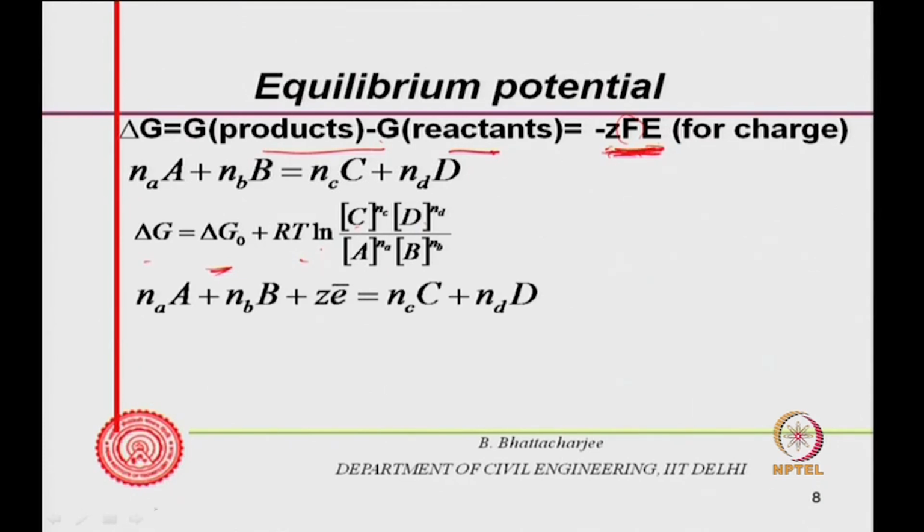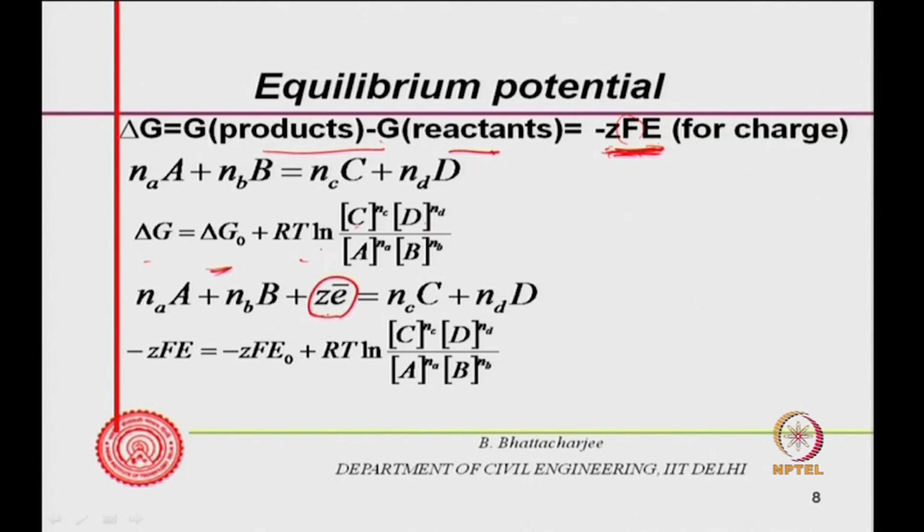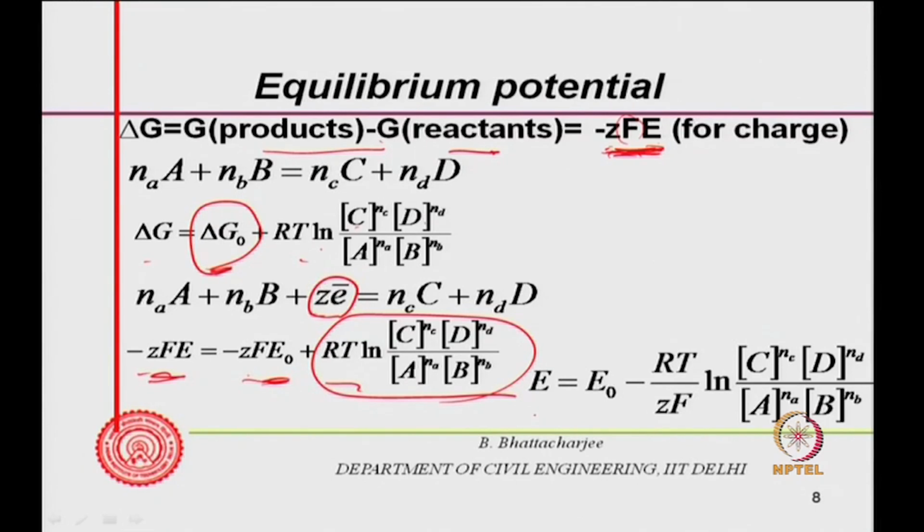So, if Z electrons are involved in the electrochemical reaction, this reaction can be written as minus delta G equals ZFE, and delta G0 equals minus ZFE0, where E0 is equivalent to this, and this concentration term still remains the same, because electron concentration one need not take. So, one would get, by dividing all sides by ZF, RT by ZF, what is called the Nernst equation. So, what it shows is the electrode potential where charge transfer is taking place.